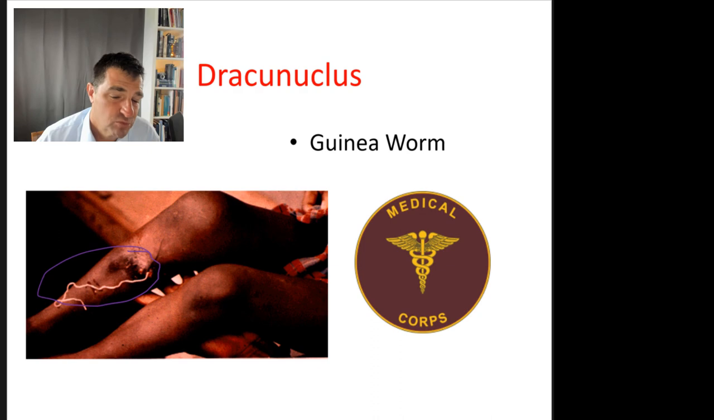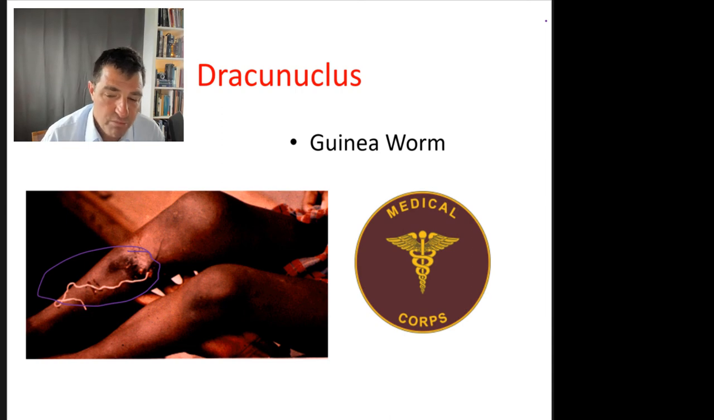The good news about this worm is that it appears to be reasonably easy to stop, because in order to get the worm, you have to ingest a small little arthropod that is found in the water. And so the idea is that with a particular filter on a straw, you can drink the water and not get infected with this worm.